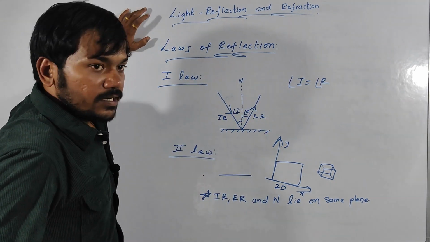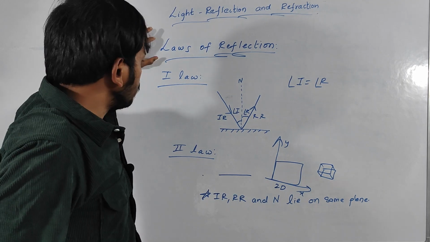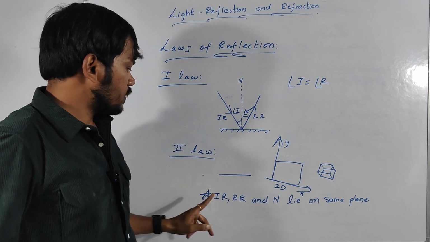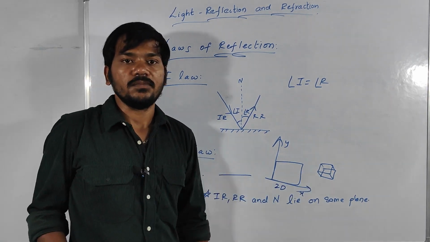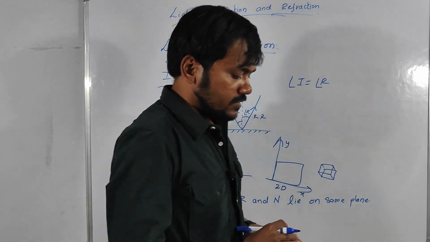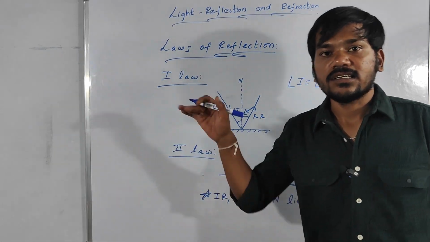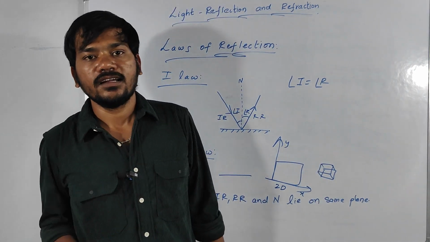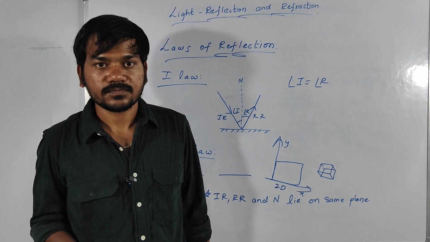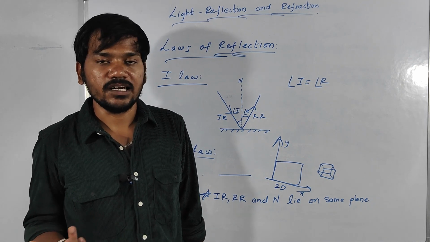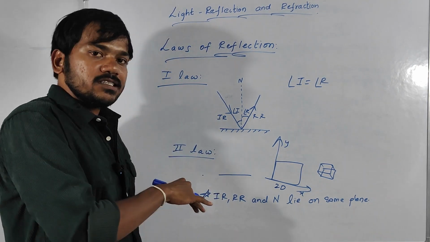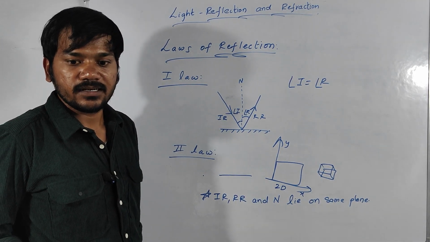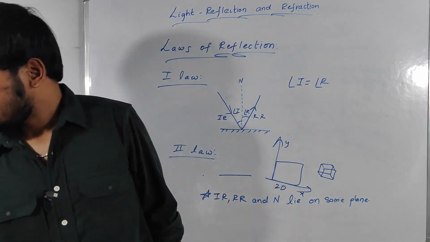I repeat again. If we study the laws of reflection, what is the first law? The angle of incidence is equal to the angle of reflection. What is the second law? The incident ray, reflected ray and normal lie on the same plane. Now you may have a doubt. Sir, are these valid for both regular and irregular reflections? Whenever reflection happens, for every light ray, these are valid. So for irregular reflection as well as regular reflection, the laws of reflection are valid. Right?